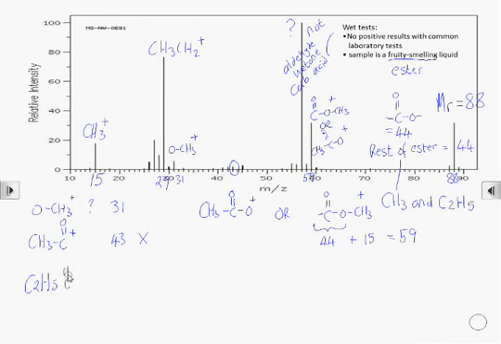C2H5CO. That fragment ion would have a mass of 29 plus 12 plus 16 is 57. So it looks like we've found the large peak. And that's also given us the information we need to decide which way round the methyl and the ethyl group are on our ester. So we can assign our ester as CH3, CH2, COOCH3, or methyl propanoate.